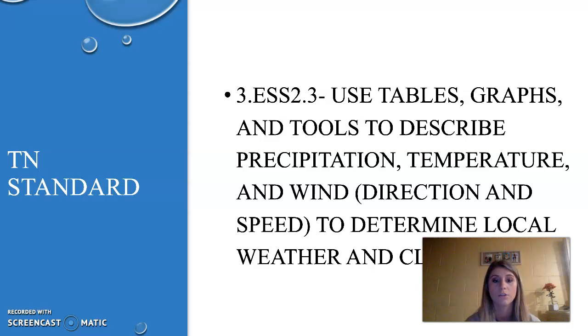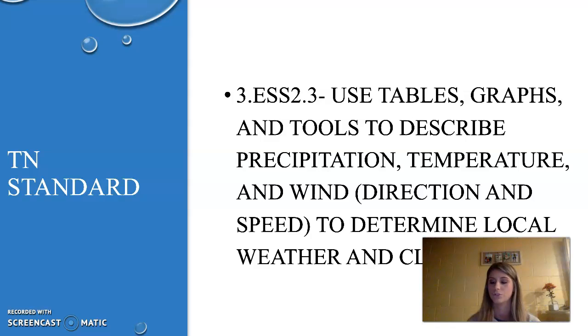So first we're going to go over our Tennessee standard. It is ESS 2.3. It says to use tables, graphs, and tools to describe precipitation, temperature, and wind, direction, and speed to determine local weather and climate. So that is what we're going to be learning about today.